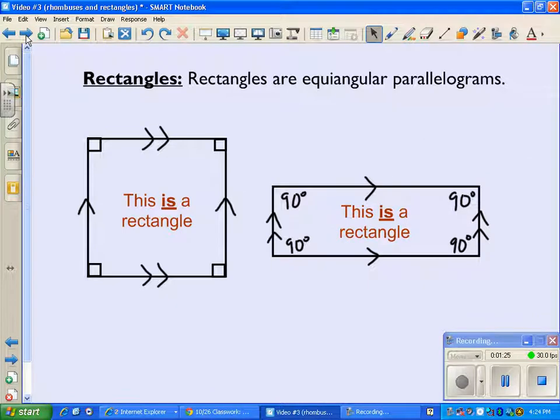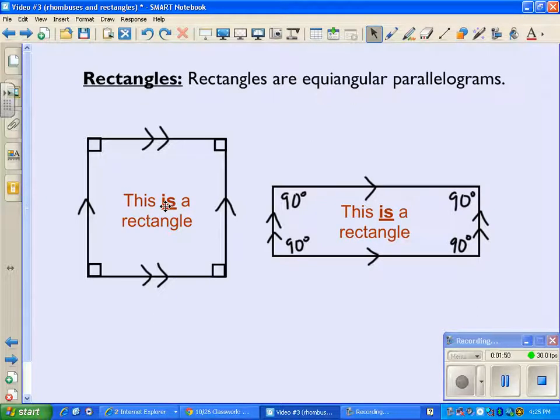Now with a rectangle, they are equiangular parallelograms, meaning each angle is exactly the same, and once again, opposite sides are parallel. So if you look at these two shapes, all four angles are the same in this first one, and opposite sides are parallel. So you might be wondering, well, is a square a rectangle?